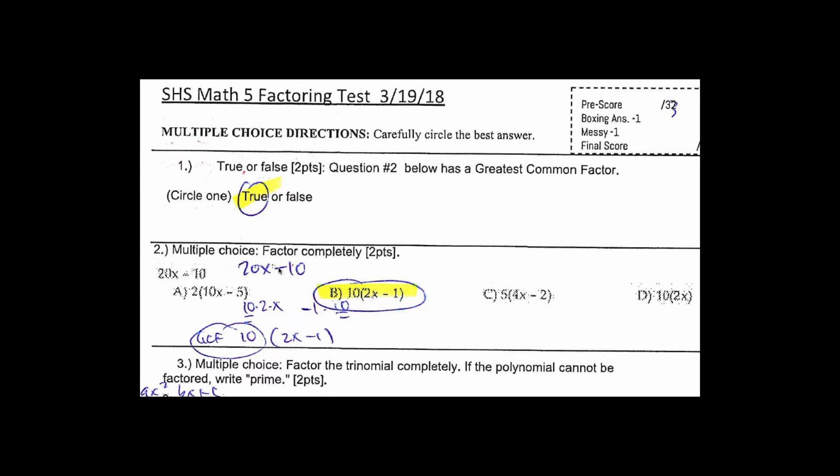Over here, I have negative 10 is broken down to negative 1 times 10. Recognize that they have a 10 in common. So yes, they do have a greatest common factor. So for number 1, it is true. For question 2, the answer is B. 10 times 2x minus 1 is the greatest common factor.